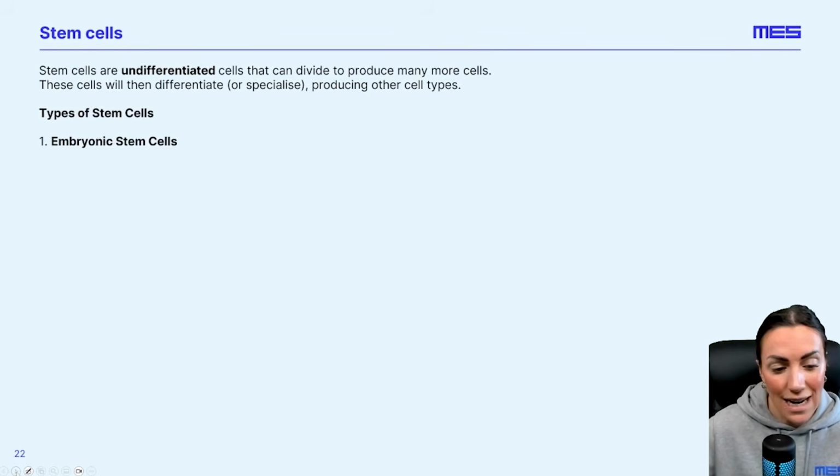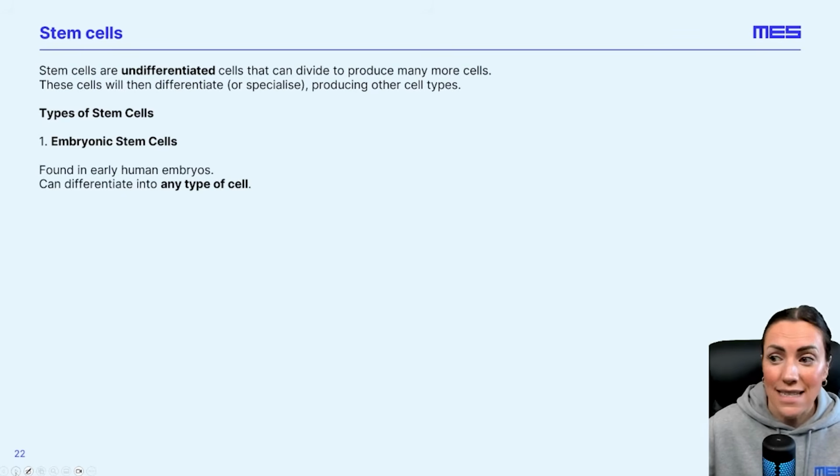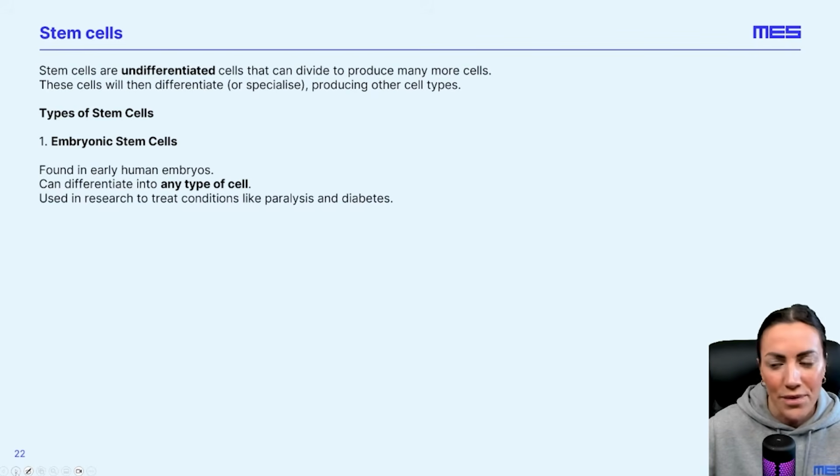Now, there are different types of stem cells. So we've got embryonic stem cells that come from early human embryos. And the benefit of those stem cells is they still have the potential to differentiate into any type of cell, any body cell. So they're really useful in research, and they can be used to treat conditions like paralysis and diabetes. For example, to treat paralysis, they can differentiate into nerve cells, and to treat diabetes, they could differentiate into cells of the pancreas.